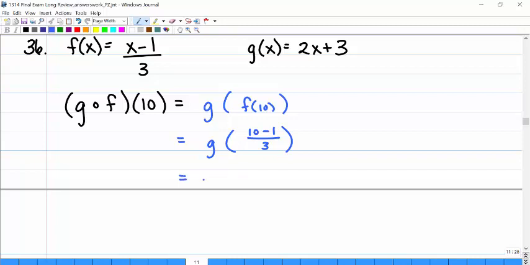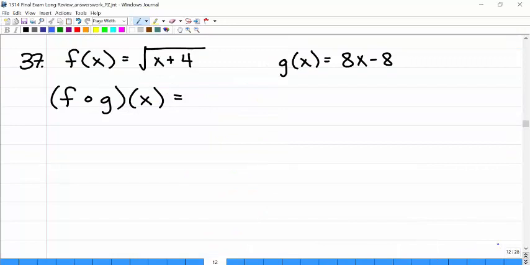10 minus 1 is 9. 9 over 3 is 3. So now I want to go find g of 3. Go to my g function. Everywhere I see an x, I want to plug in 3. So I get 2 times 3 plus 3. 6 plus 3 is 9.